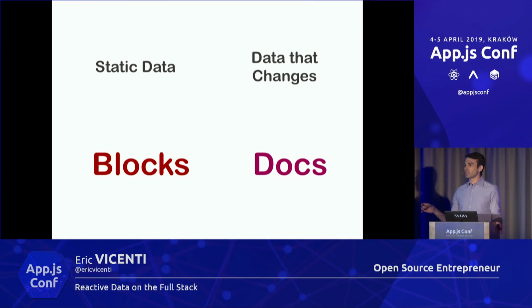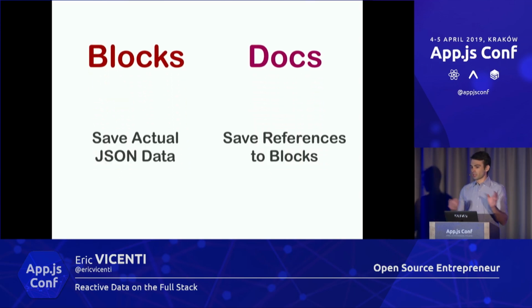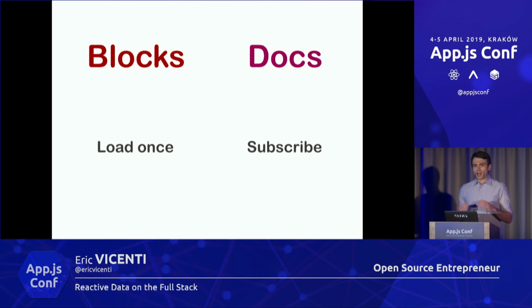For the data that changes, let's just keep in mind references to these blocks, and these are going to be called documents. So the blocks are real JSON that we're actually going to wind up saving to disk, and the docs are just references to these blocks. All right. So blocks are going to be identified by checksum, and this is really handy because it means that anybody holding the data can independently agree on an ID without having to transmit the data back and forth. And docs are identified by a name, which is just really handy when you're programming. So blocks, you can load once and know that you've got them for sure.